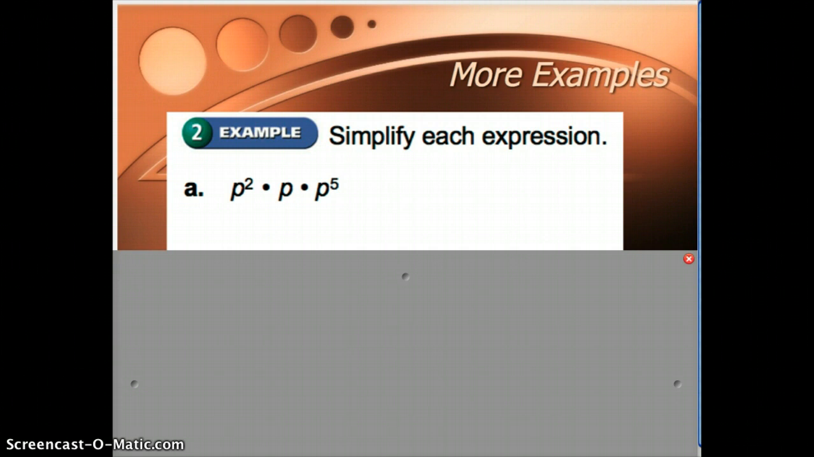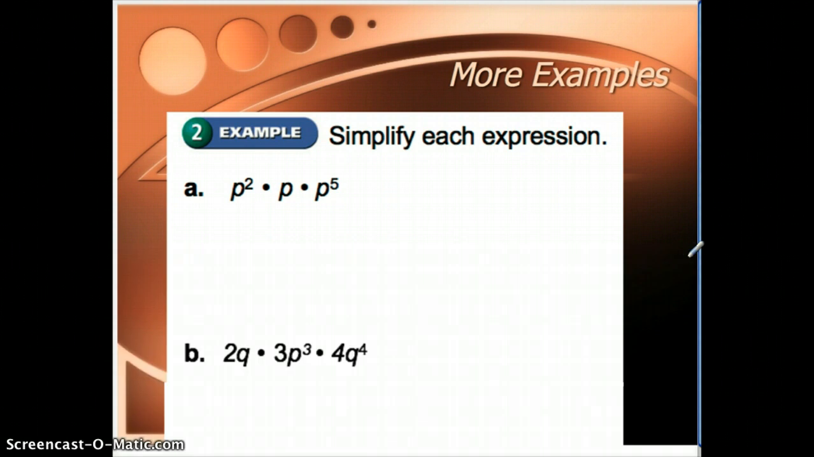All right, so let's look at when it's not just numbers, we have some variables here. P squared times p to the fifth. I want you to actually try these by yourself too, and then just check with me and see how you're doing. All right, the first one usually throws some people off because I did not write any exponent here for the p.